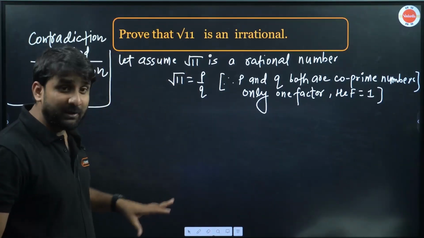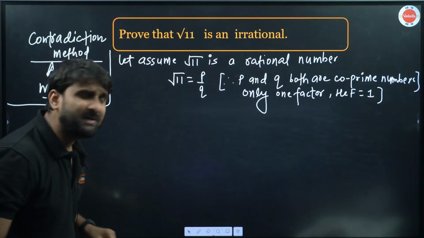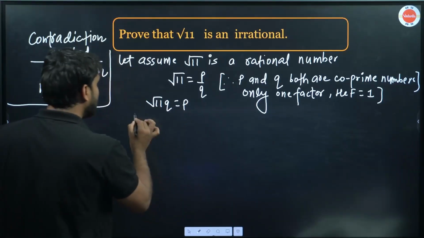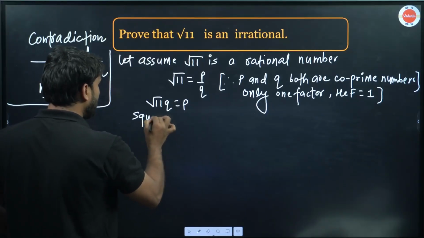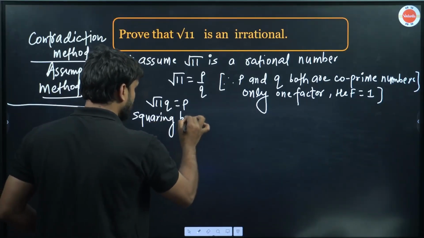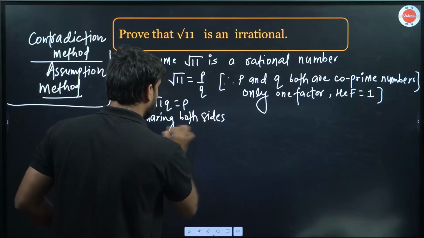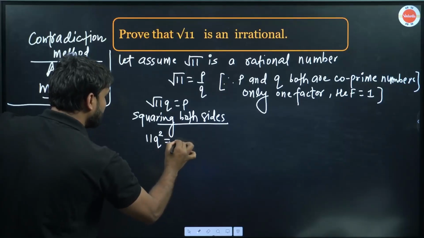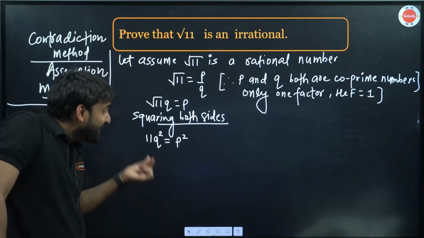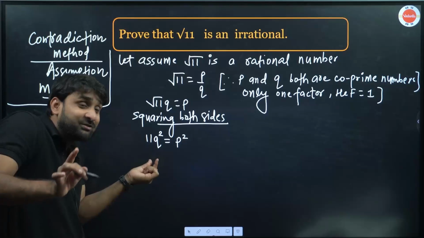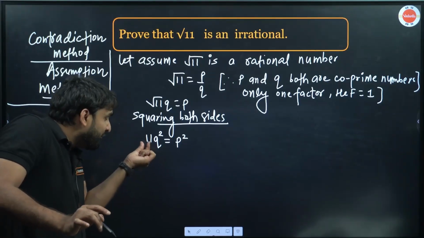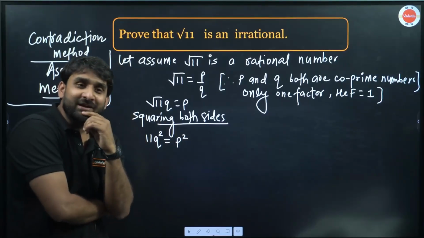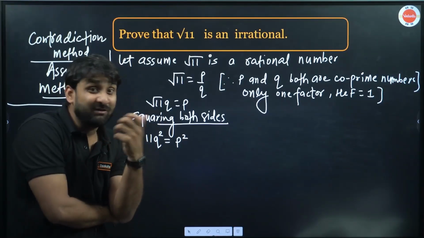Now if root 11 is P by Q, can we cross multiply this? If we cross multiply, root 11 Q will be equal to P. Squaring both sides, my dear champion, what will be the format? The root will be removed. So 11 q square is equal to p square. Now can you see here? 11 is in multiplication form with q square. It means that if we take this 11 to this side, 11 will divide p square. So it means p square is divisible by 11.